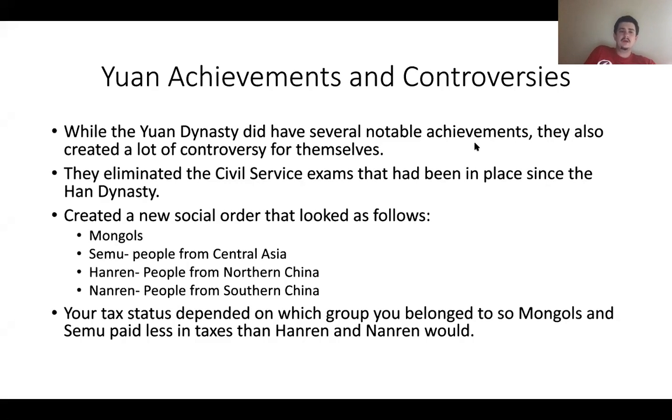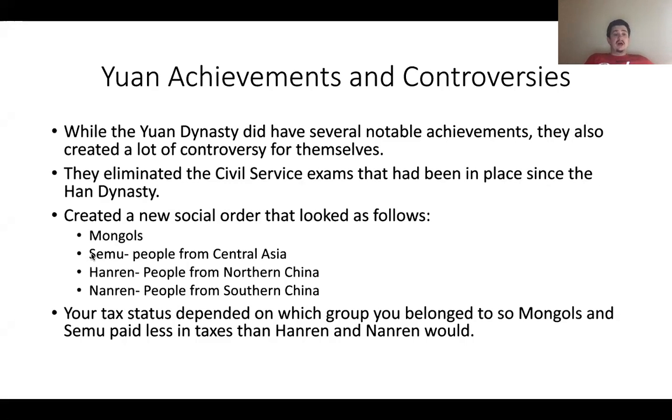So the Yuan did several things, and they also created a lot of controversy as well. They eliminated the civil service exams that the Han Dynasty had started. So if you remember, those were the exams that determined what positions you got in government. The Mongols in the Yuan Dynasty ended that. They created a new social order, which looked as follows.